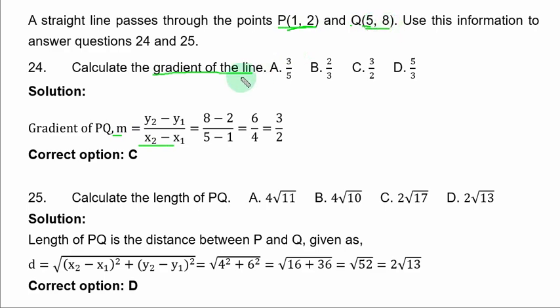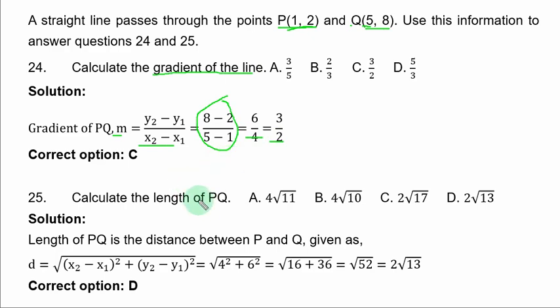If you put that in the formula, you have this result. If you subtract, you have 6 over 4. When you reduce, you have 3 over 2. So the correct option is C. Question 25.